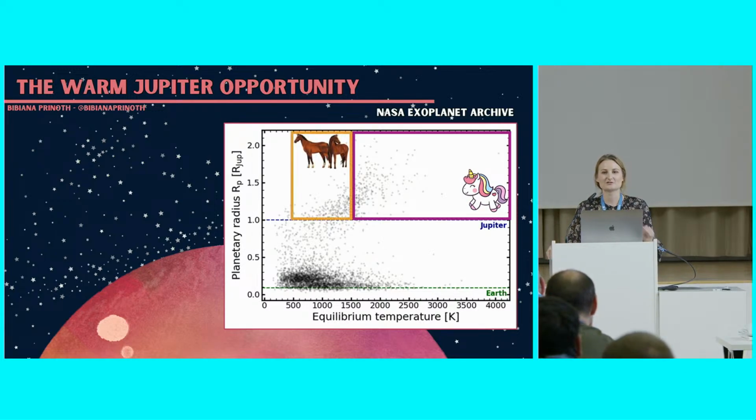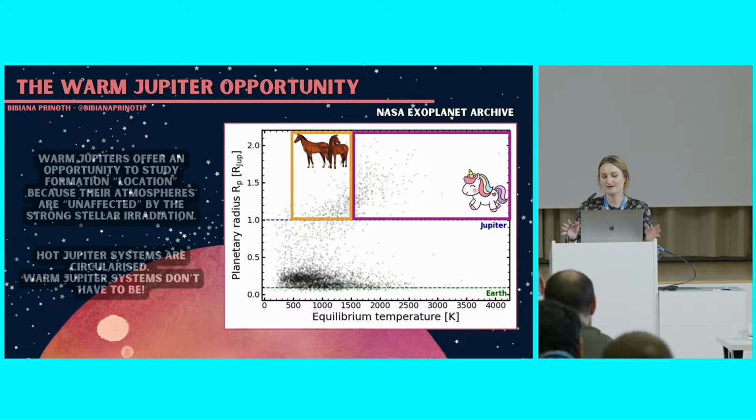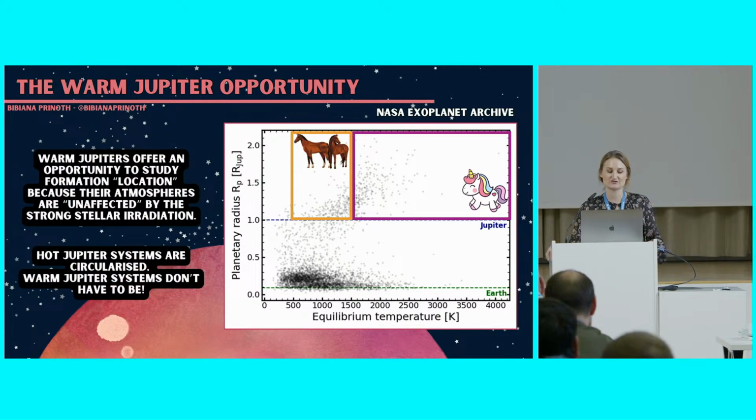But there are also some other horses here that we would like to look at, and they have some special features or characteristics that are very nice about them. For example, we can look at formation locations, or even formation pathways, or migration pathways, depending on eccentricities. Also their atmospheres are largely unaffected by the stellar radiation because they're just not so close to their host stars. Also, hot Jupiter systems, or ultra-hot Jupiter systems, are often circularized, which is not the case for these warm Jupiters, and this is going to become quite important in a minute or two.